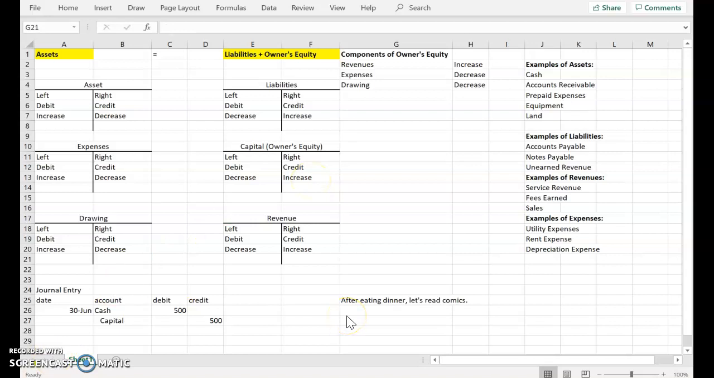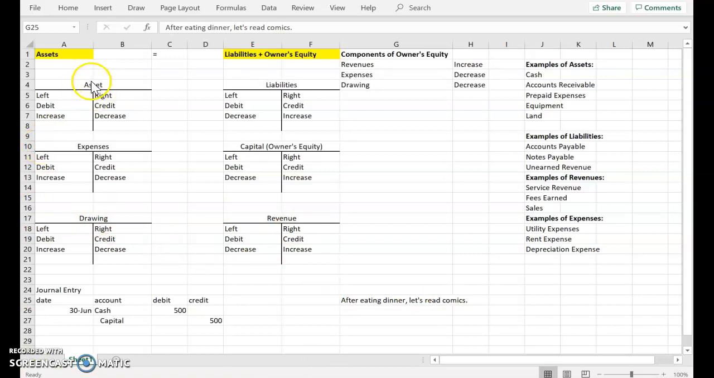There's an even easier way to remember this, and it's a saying that goes, "After eating dinner, let's read comics." So the sentence is separated by a comma, so everything on the left side of the comma is increased on the debit side, the left side, and everything on the right side is increased on the credit side. So let's look at it. After eating dinner: assets, expenses, and drawing are all increased on the left side. So "after" stands for assets, "eating" stands for expenses, and "dinner" stands for drawing.